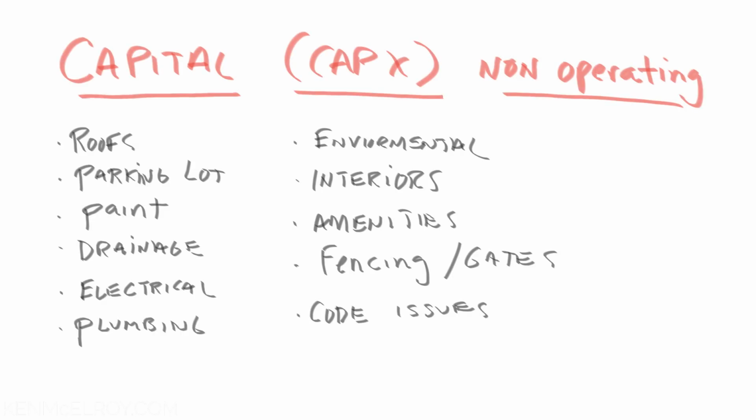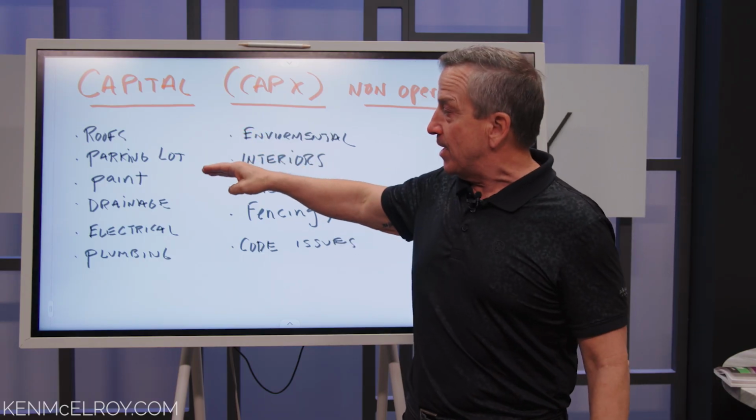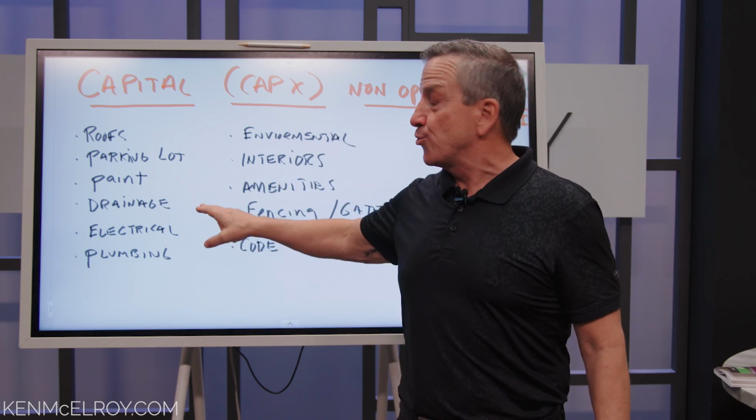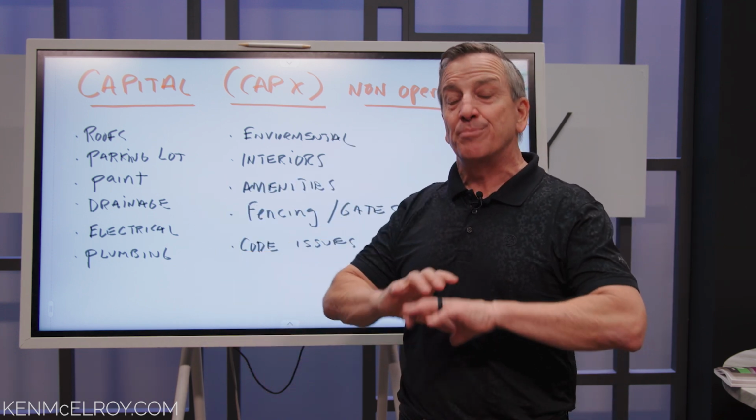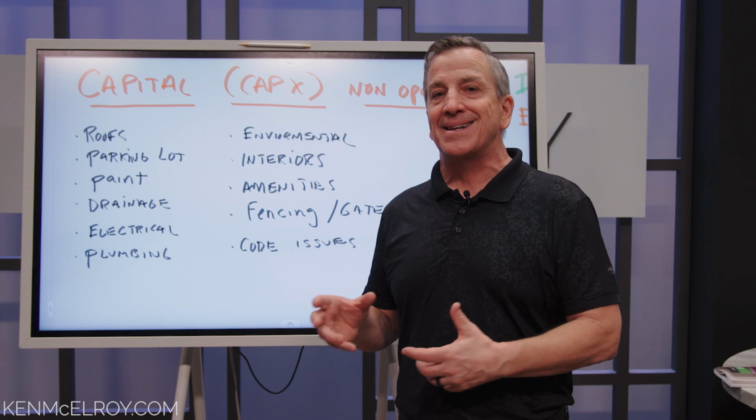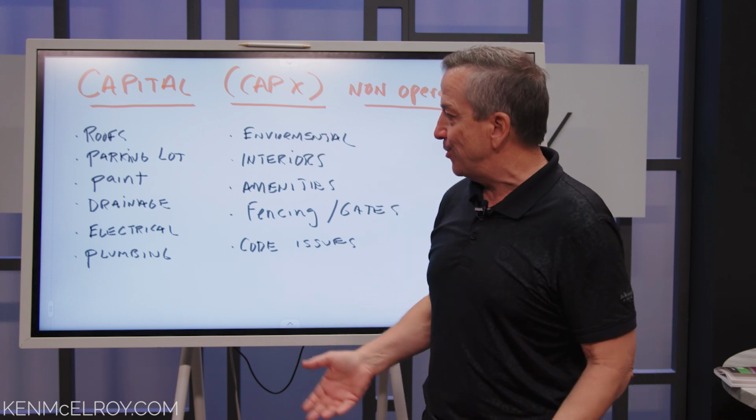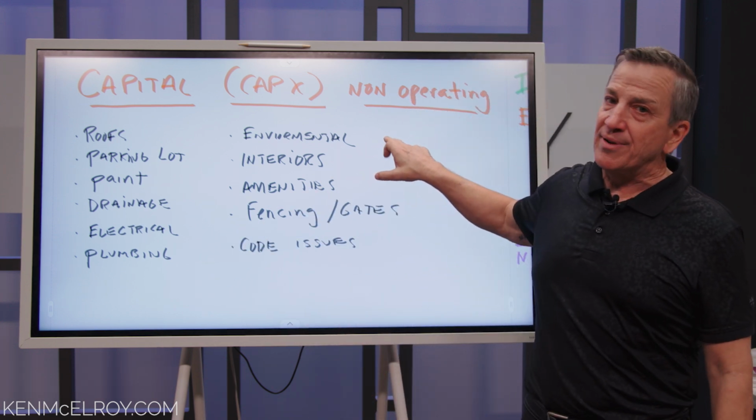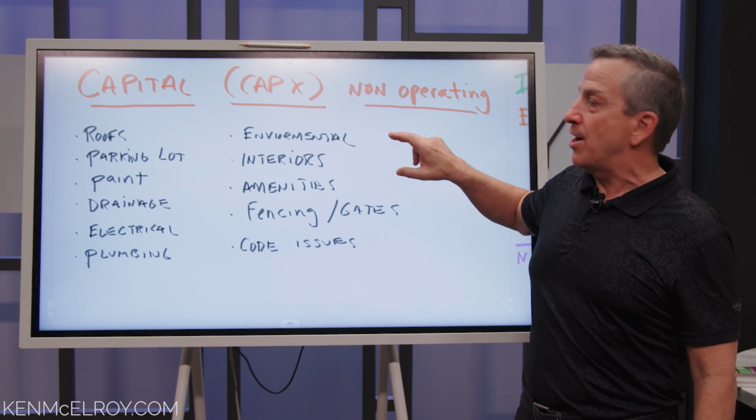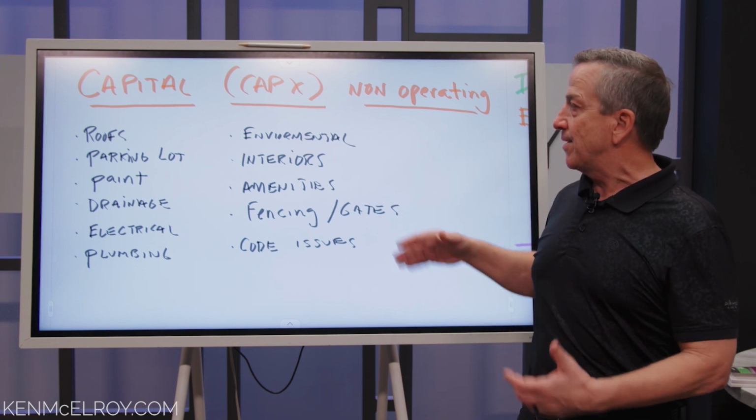So the last piece is the capital expense or Capex. Now, these are just some of the things that you need to be looking at during due diligence, and maybe you already own something, you have all these things. These are what we call non-operating expenses. So roofs, parking lots, paint of the exterior, drainage problems, electrical problems. These are buildings or big things, not necessarily repairing things inside of the units. Plumbing, environmental. We've had mold. We've had radon. We've had all kinds of things here.